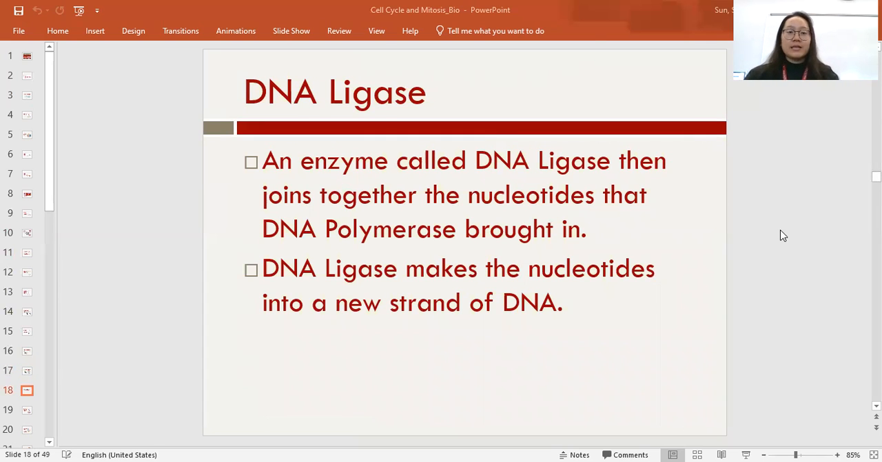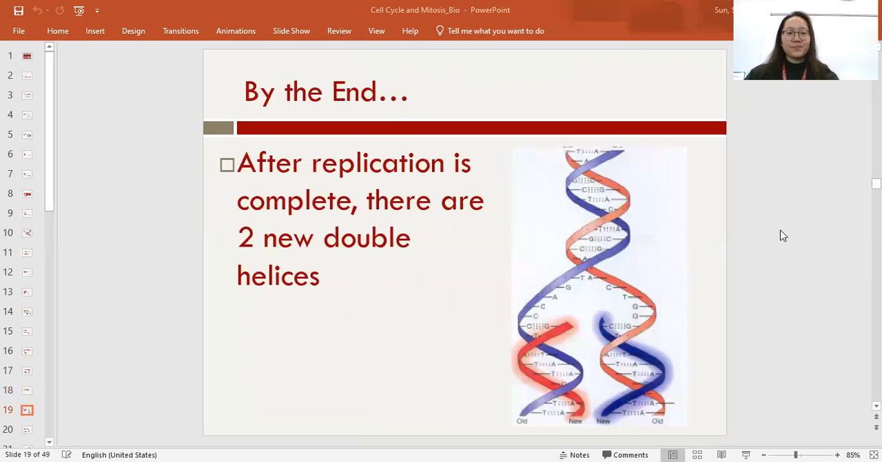Then this last part is DNA ligase. An enzyme called DNA ligase then joins together the nucleotides that DNA polymerase brought in. So DNA polymerase did all the building, all the checking, but those pieces are actually still not connected to each other. They're all little pieces that are separate, even though the DNA originally is a long strand. So you got to come in and glue them all together. Ligate actually means to glue or to stick together. And so DNA ligase has the job of sticking all these nucleotides together. And when they're all stuck together, they're new strands of DNA.